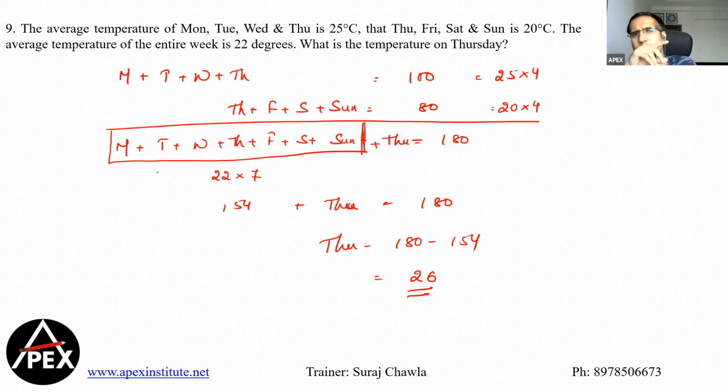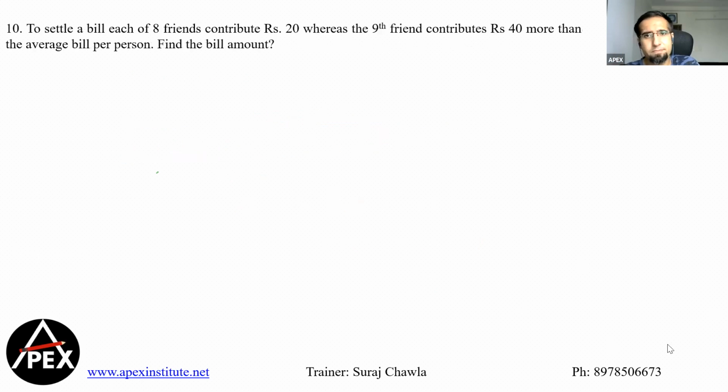Clear, guys? You can observe the first part is given about 4 days. The second part is also talking about 4 days. That means I have data of 8 days. And then the next sentence is giving me information about the data of 7 days. So 8 and 7, which means I get the value of Thursday. Let's solve this, please.